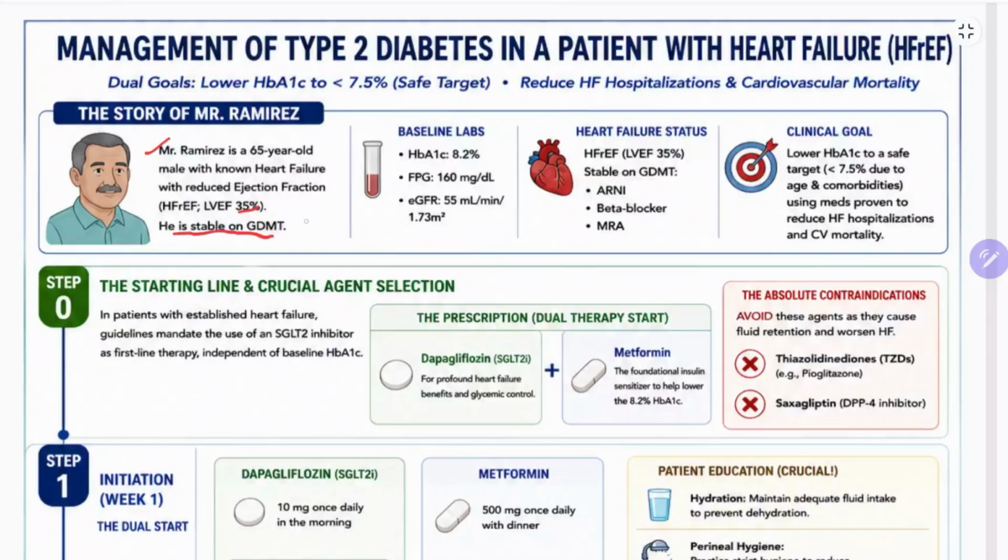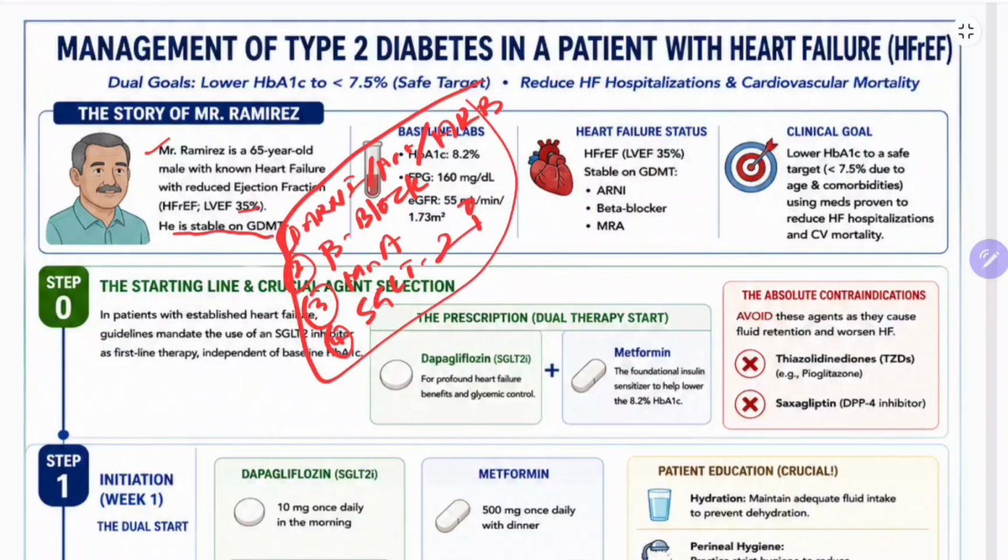So guideline directed medical therapy, as you already know: number 1 is ARNI or ACE inhibitor or ARB. Number 2 is beta blockers. Number 3 is your mineralocorticoid antagonist. Number 4 is SGLT2 inhibitors. So these 4 constitute the guideline directed medical therapy.